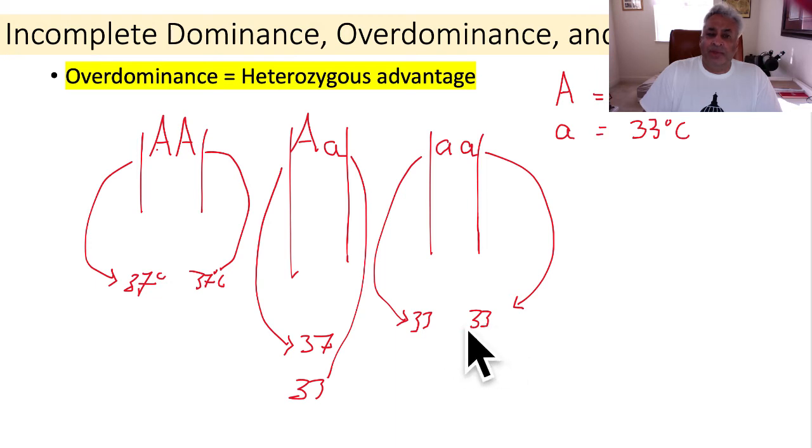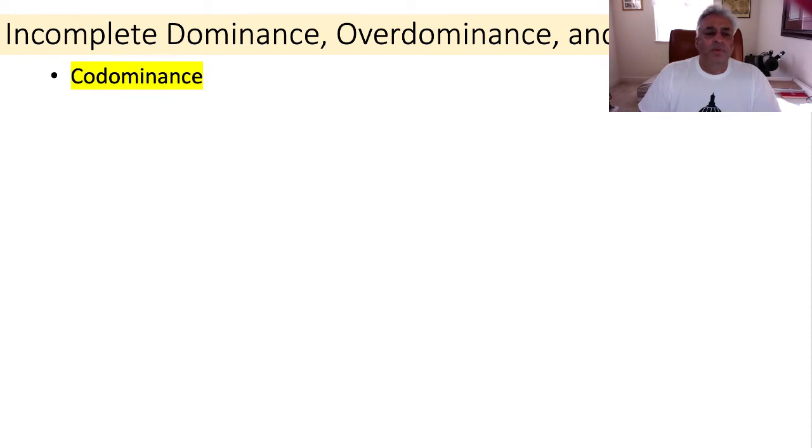These people do best at 33 degrees, but the heterozygote does best at a range of temperatures from 37 degrees down to 33 degrees. So which one of these would you like to be? And the answer is, it may be advantageous in a cold climate to be this particular phenotype. So another example of heterozygous advantage. So let's move on to the last example of codominance.